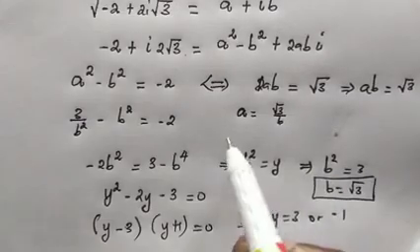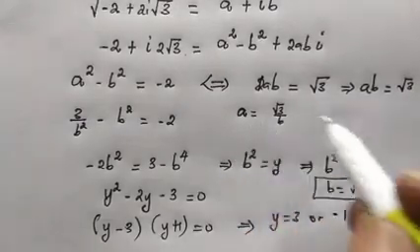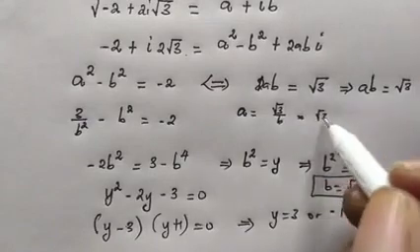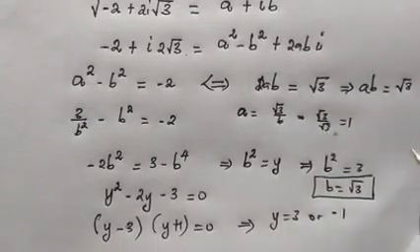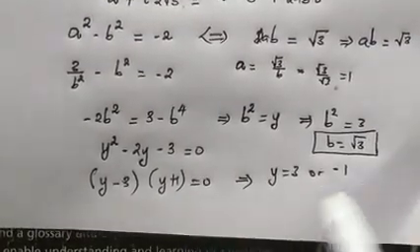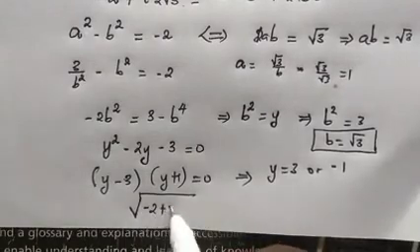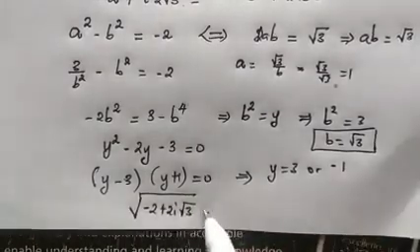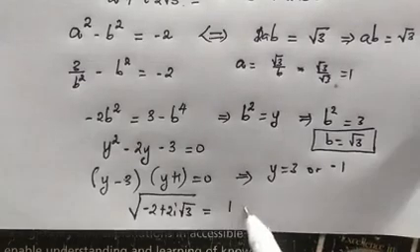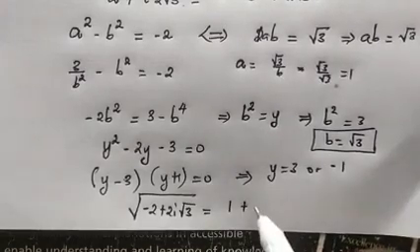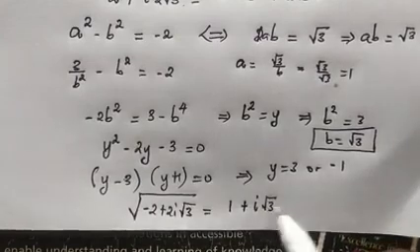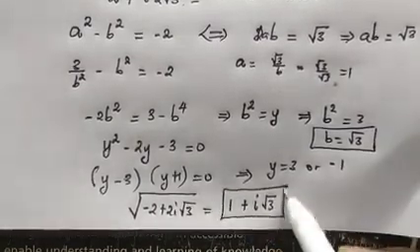What about a? a equals root 3 divided by b, which means this is equal to root 3 divided by root 3, giving us 1. a equals 1 and b equals root 3, which shows that the square root of negative 2 plus 2i root 3 equals a, which is 1, plus b, which is root 3, we get i root 3. And this right over here is our solution.